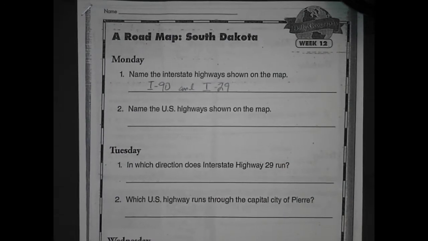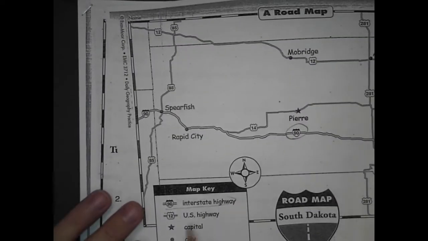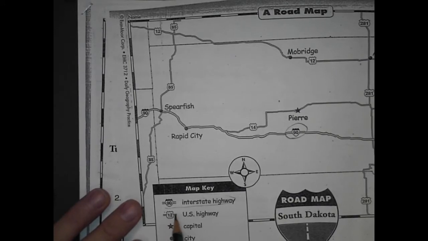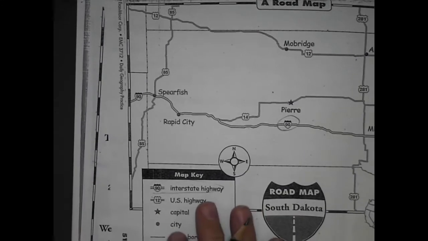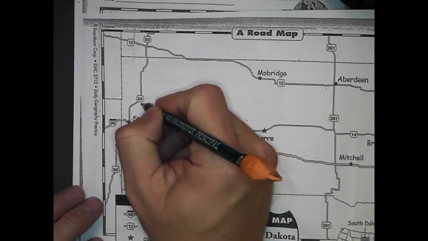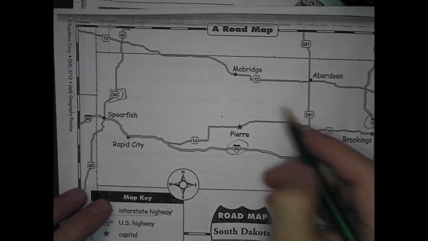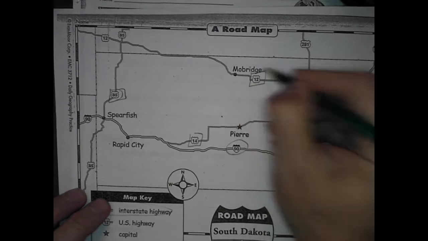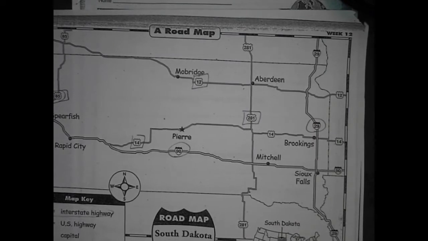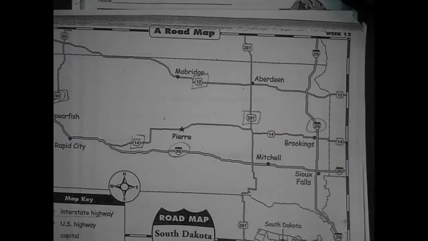Name the two U.S. highways shown on the map. A U.S. highway looks almost like the interstate. It's got more of a shield that comes out, and there's no coloring at the top. So we have got, let's see, we've got 85, 14, 12, 281. I think that's it. Yeah, looks like that's it.